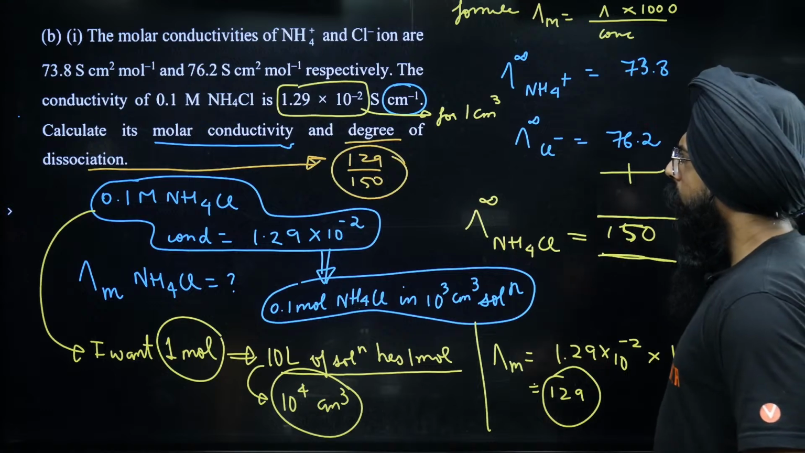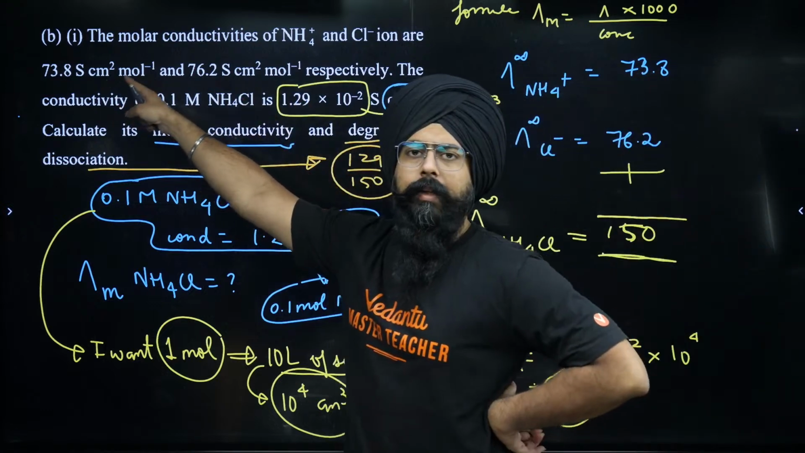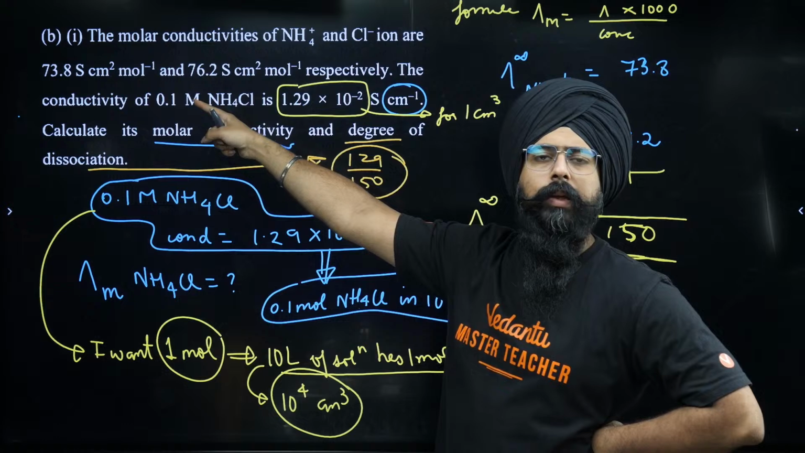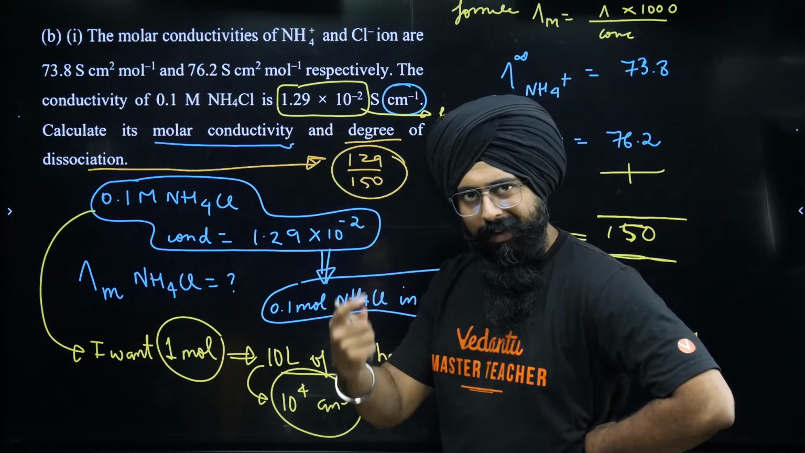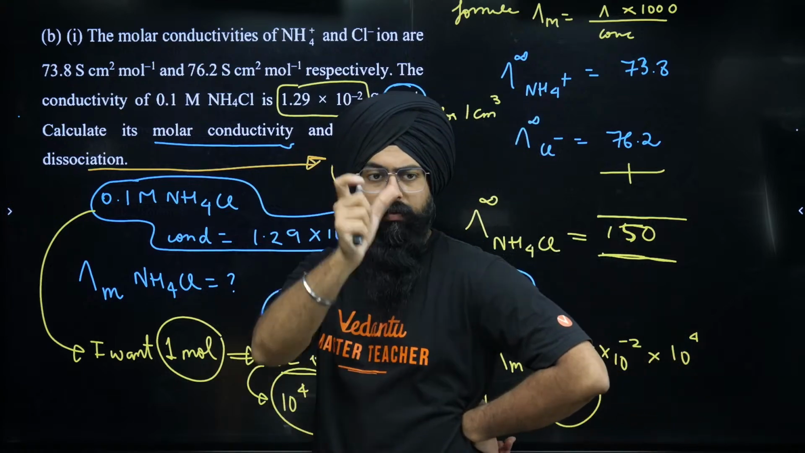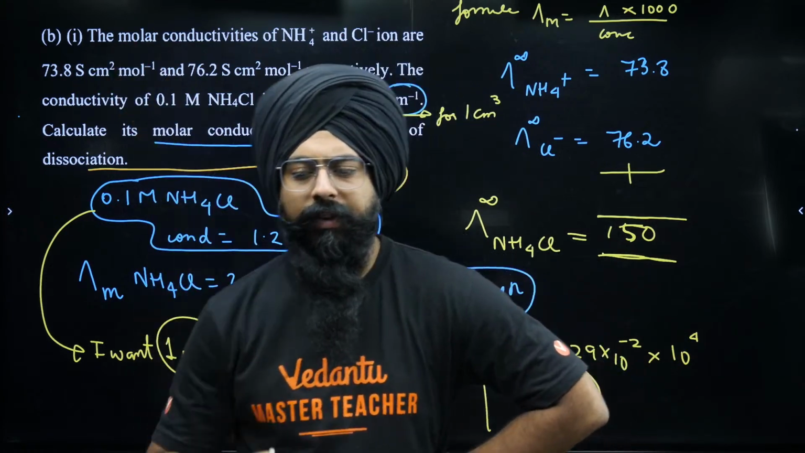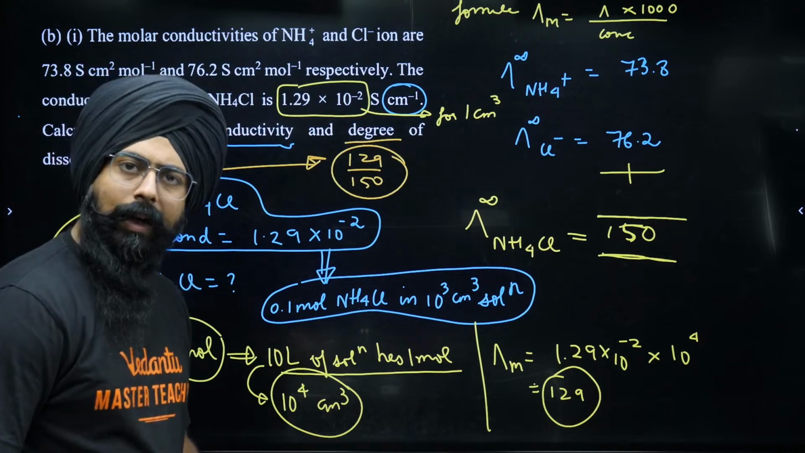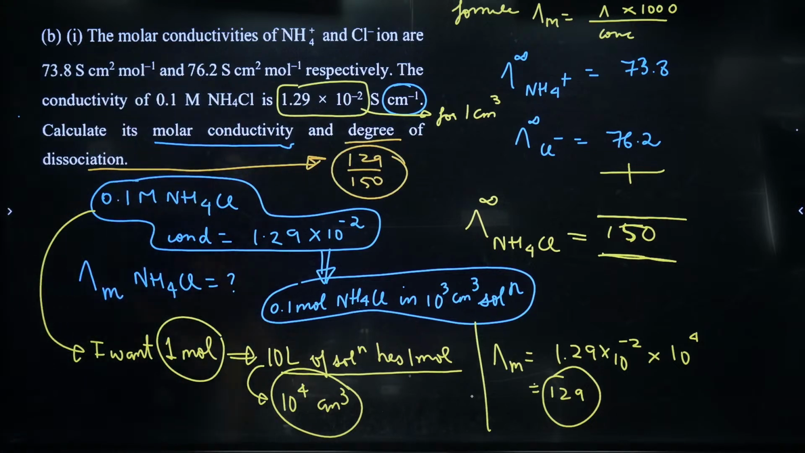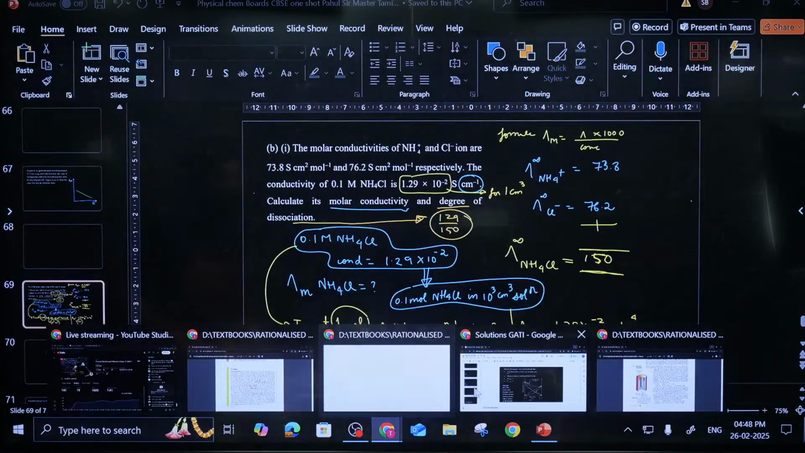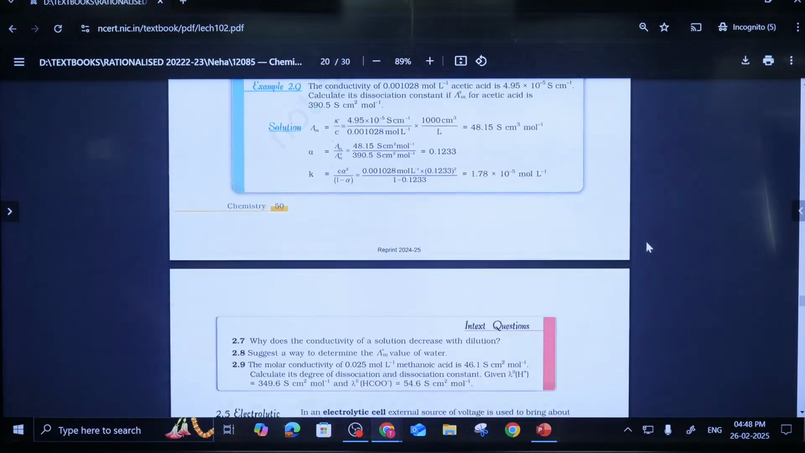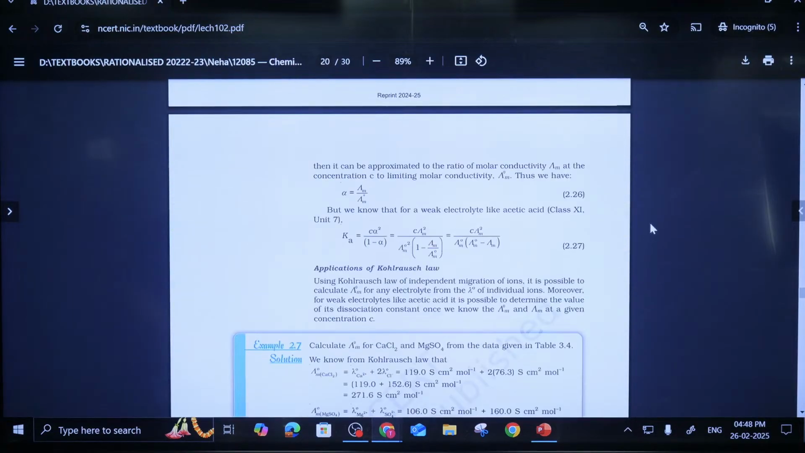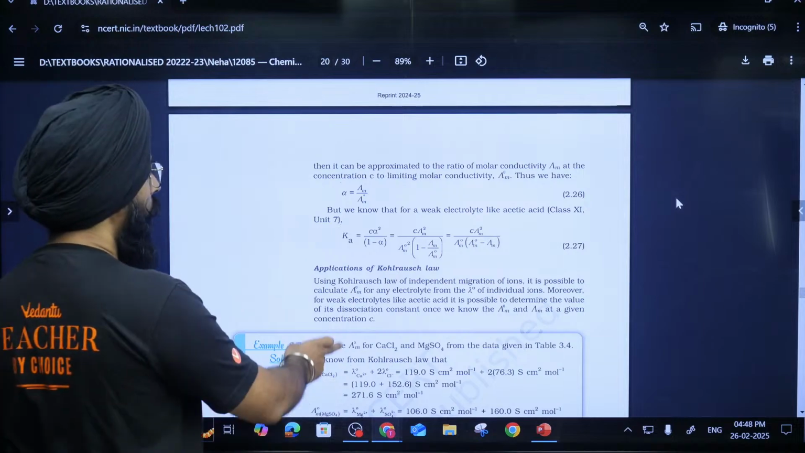So, when we add these limiting molar conductivities with each other, what is that law called, people? What is the law where we add limiting molar conductivities of individual components to get the final molar conductivity? That law is known as the Kohlrausch law of independent migration of ions.